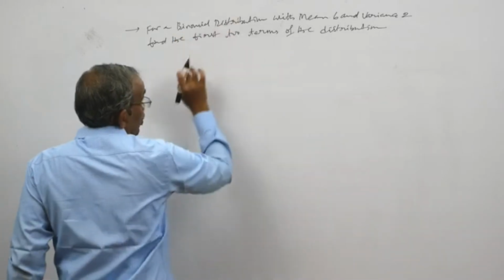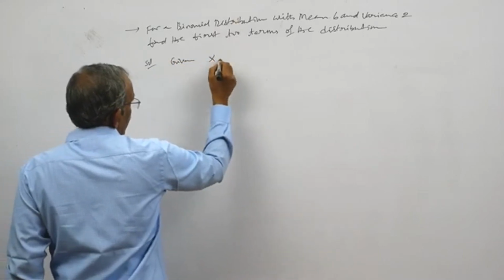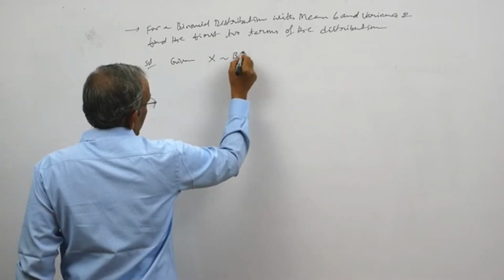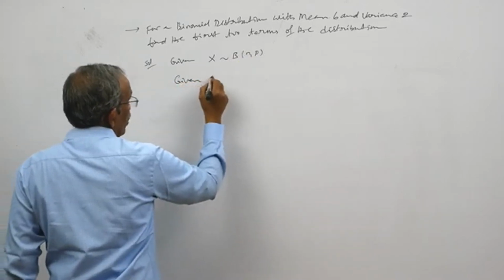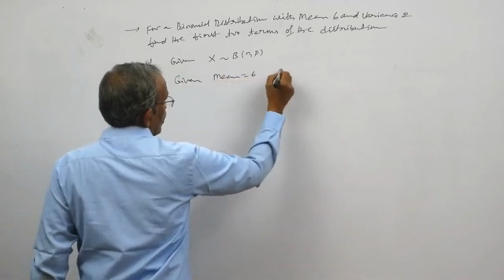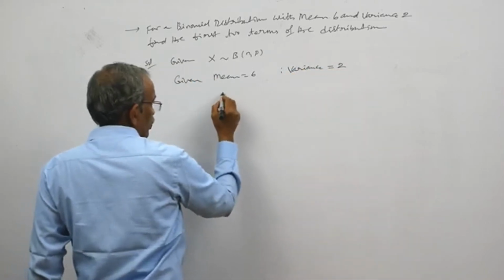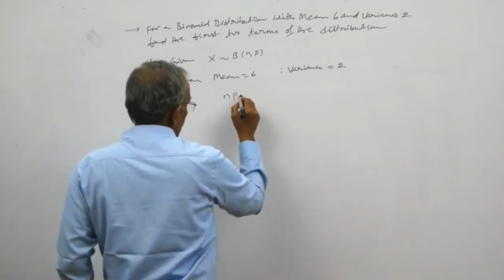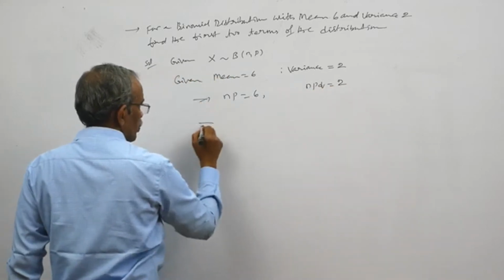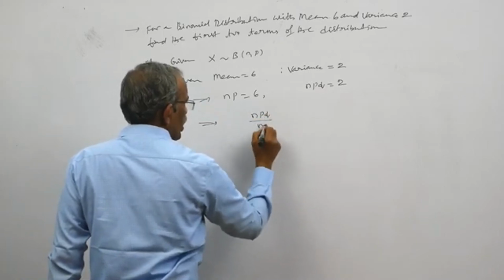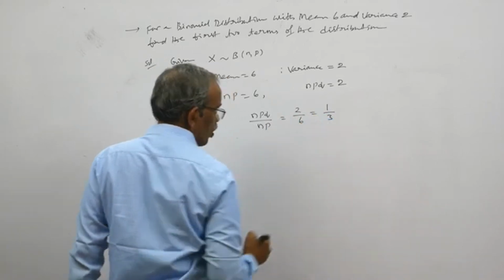Given that this is a binomial distribution, that means x follows the binomial distribution where n, p are parameters. Given mean is equal to 6, variance is equal to 2. Mean means np. np is equal to 6. Variance npq is equal to 2. That implies npq by np equal to 2 by 6, that is equal to 1 by 3.